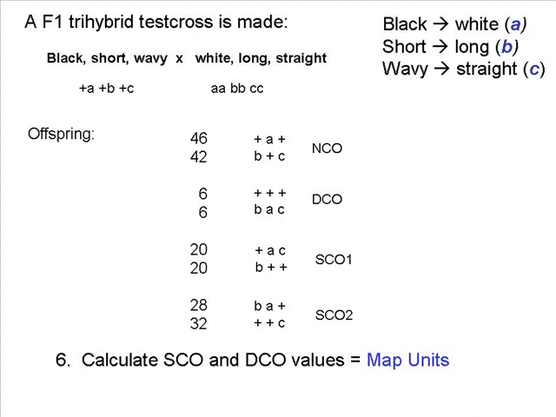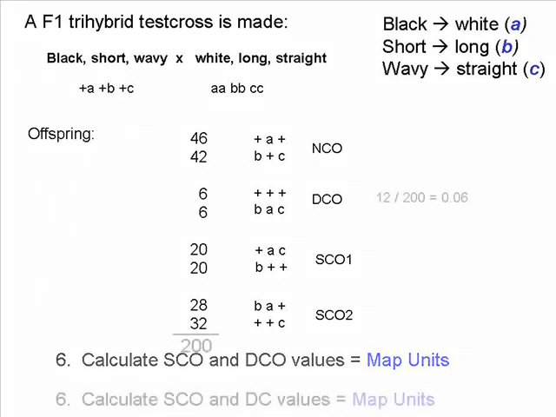We now know what our no crossover is, our double. We have two single crossovers. You don't care what you number them, as long as it's 1 and 2, you keep them separate. Okay? Now we just simply need to do a little bit of very simple math. We want to calculate the map units for both the double and both of the single crossovers.